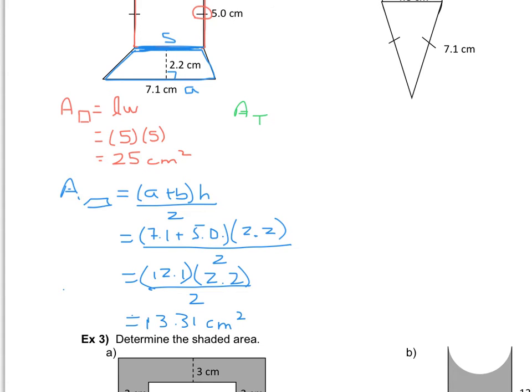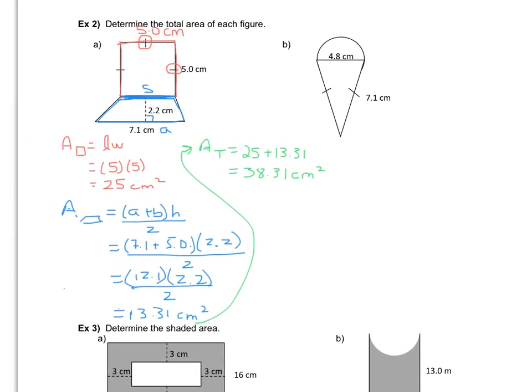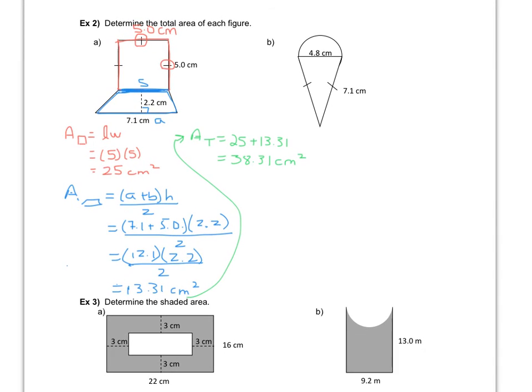I would put it down underneath, but I've kind of run out of room here, so I'm just putting it up here. My total area then would be the 25 plus the 13.31, which gives us a nice answer of 38.31, and that's square units because it's how many squares are covering that figure. All right, the next one, you could try this. You could put the video on pause, try the next example, and see if your answer matches mine.